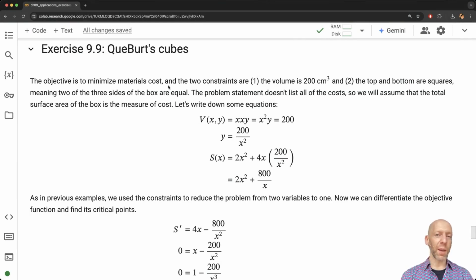Here I describe again the solution to the problem just as in the previous exercise. I write out the formula for volume. That's x times y, and it's x times x because we know that the top and the bottom are squares, which means that two of the three sides of this box are equal.